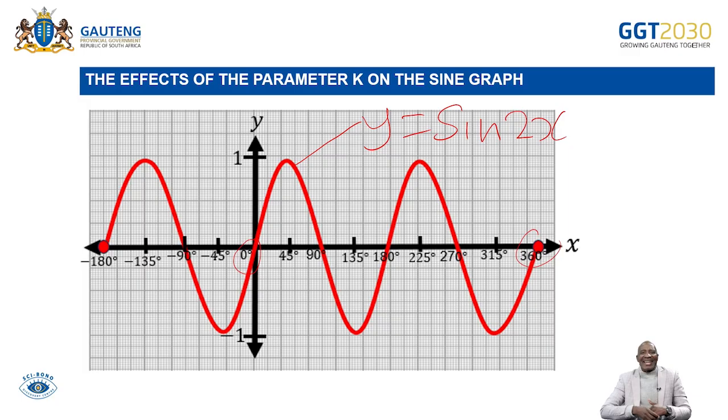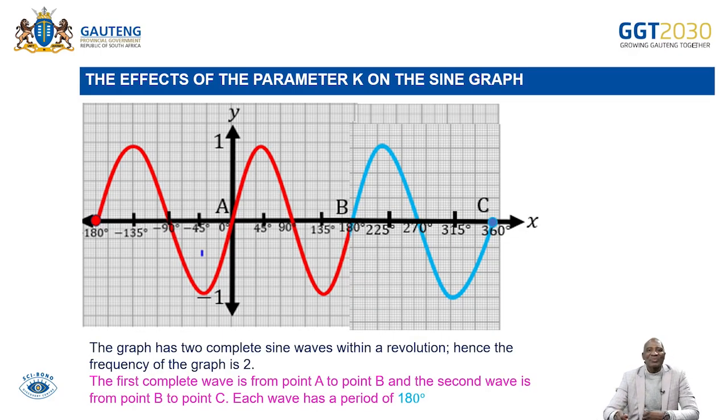What changed here? Study that graph and see what changed. Because I think this too has an effect, besides the spacing. There we go. The graph now has 2 complete waves within a revolution. Here are our 2. It's the green graph. It's a complete sine wave. Then the blue one is another complete sine wave. Yes, of course, there is the red one, but I'm focusing from 0 to 360.